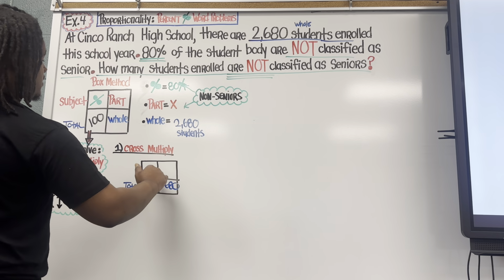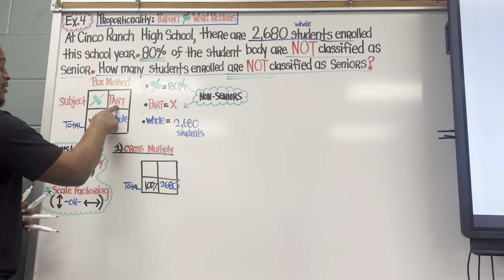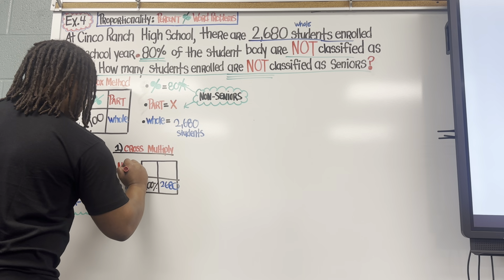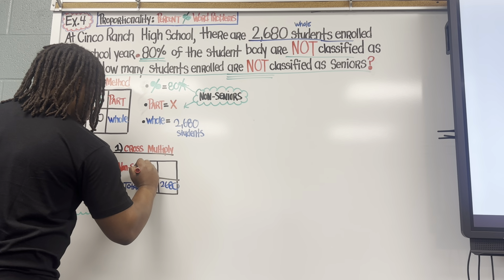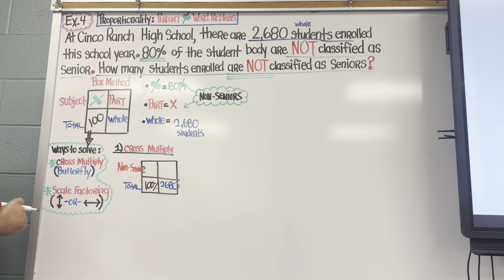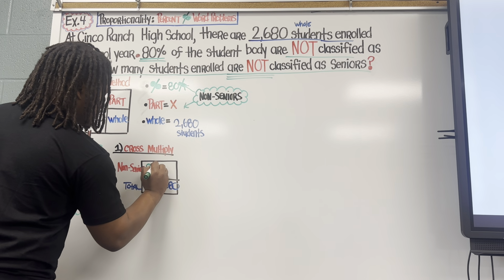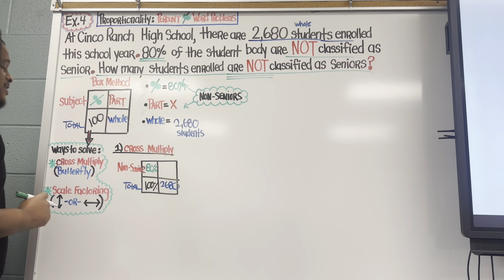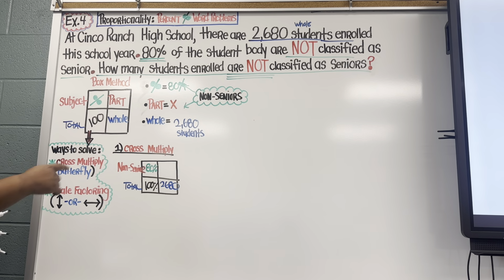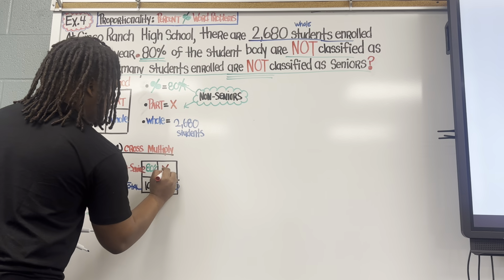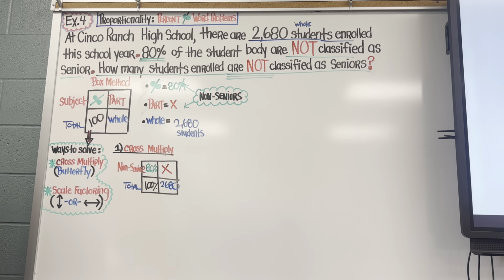Now the top subject line represents the percent in the part, and that represents students that are not seniors, right? I'm going to put non-seniors. The percentage of non-seniors at Seco Ranch is 80%. 80% of the student body does not classify as seniors, right? But we don't know the exact amount, but we can find out the exact amount. So in the part box, we're going to put X.